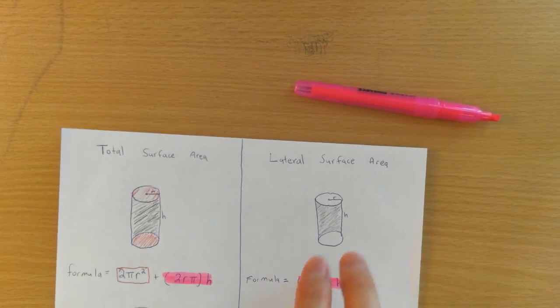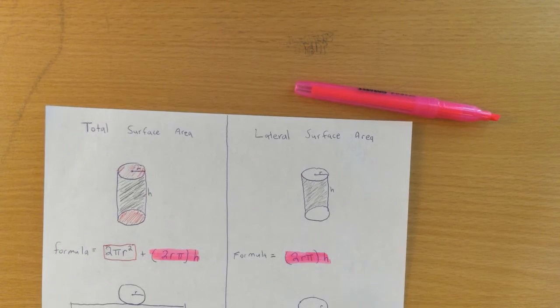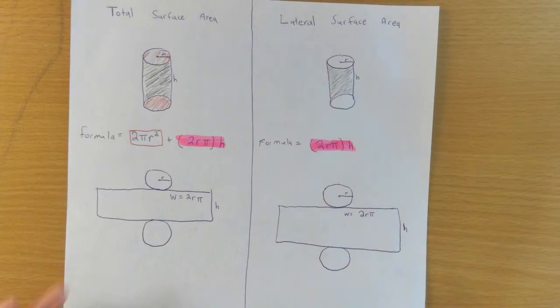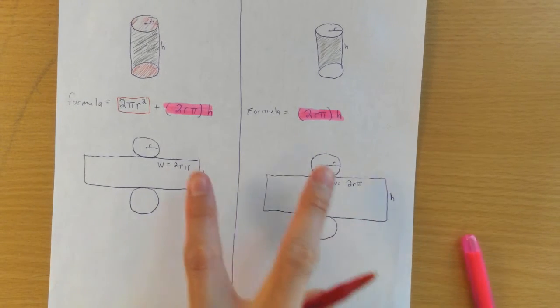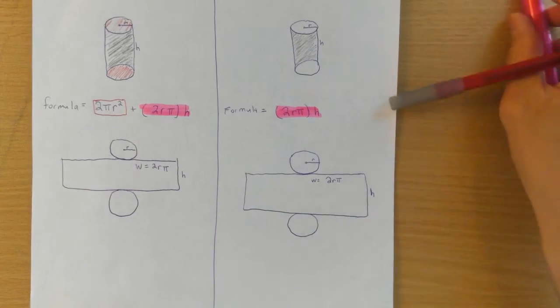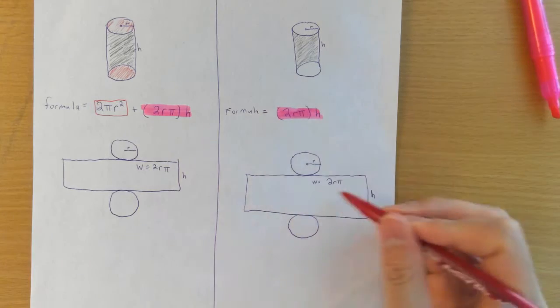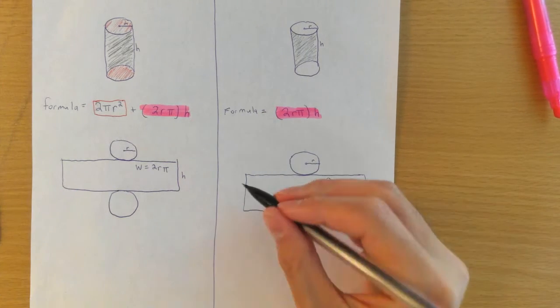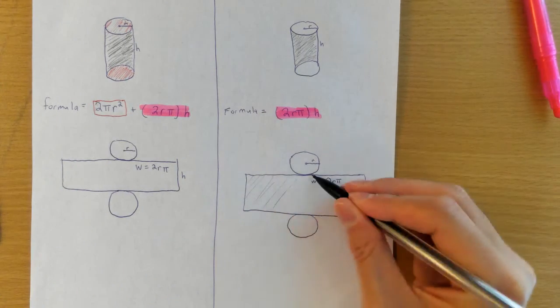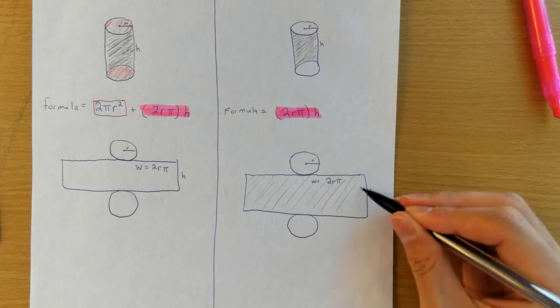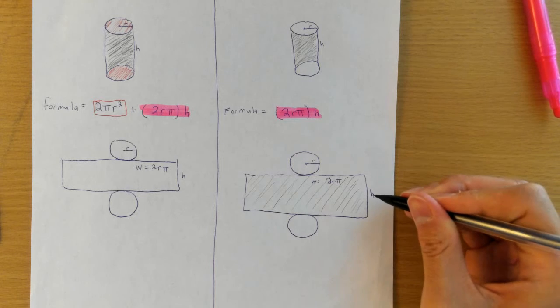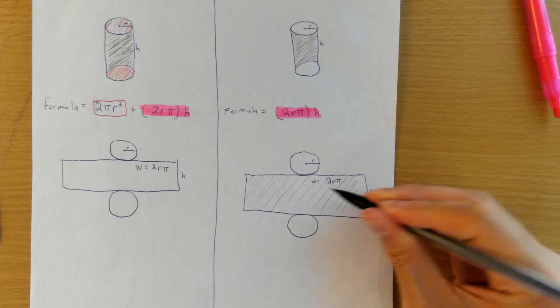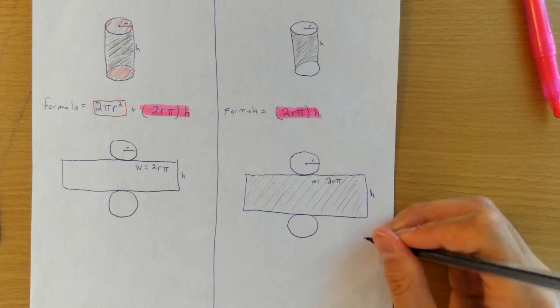Now, I'm going to unravel both cylinders just to remind you why this stuff looks like what it looks like. So, this is what a cylinder looks like when you unravel it. Lateral surface area is simply the area of the sides. The sides of a cylinder just happens to be a big rectangle. To find the area of a rectangle, it's width times height. Now, the height is just straight up the height.